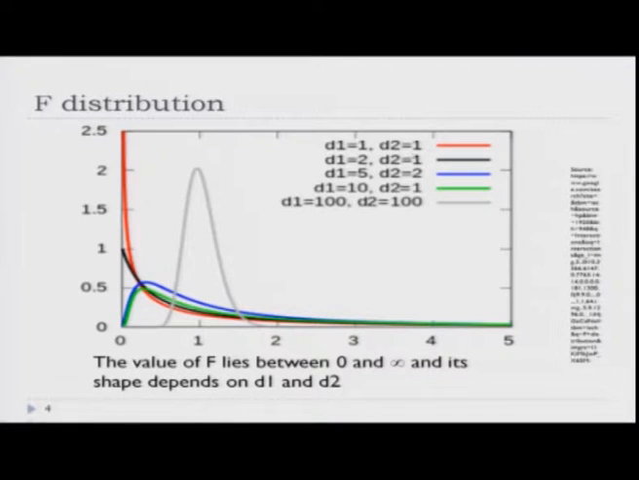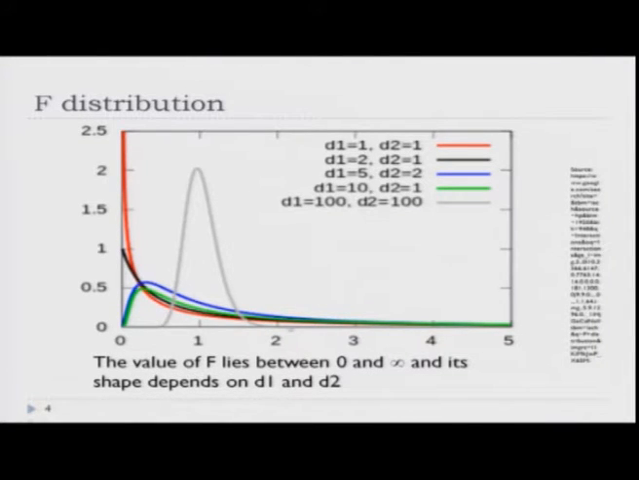When d1 is 1 and d2 is also 1, you have an f distribution like this. To some extent it looks like a negative exponential distribution. When degrees of freedom d1 is 2 and d2 is 1, then you have this distribution. It also looks like a negative exponential distribution, but in place of starting from here, it starts from here. When d1 is 5 and d2 is 2, then it looks like this distribution. When d1 is 10, meaning degrees of freedom has increased, but d2 is 1, then the distribution looks like this green one.